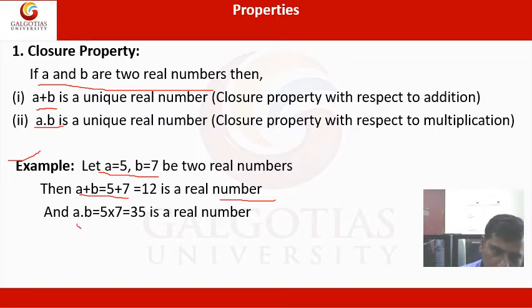Same, if we multiply 5 and 7, we will get 35. That means 35 is a real number. So this is again verifying the closure property of real numbers with respect to multiplication. Why are we saying the closure property with respect to multiplication? Because we are multiplying two real numbers. That means we are operating on two real numbers, and we are using the operation multiplication. So that's why it is called the closure property with respect to multiplication.